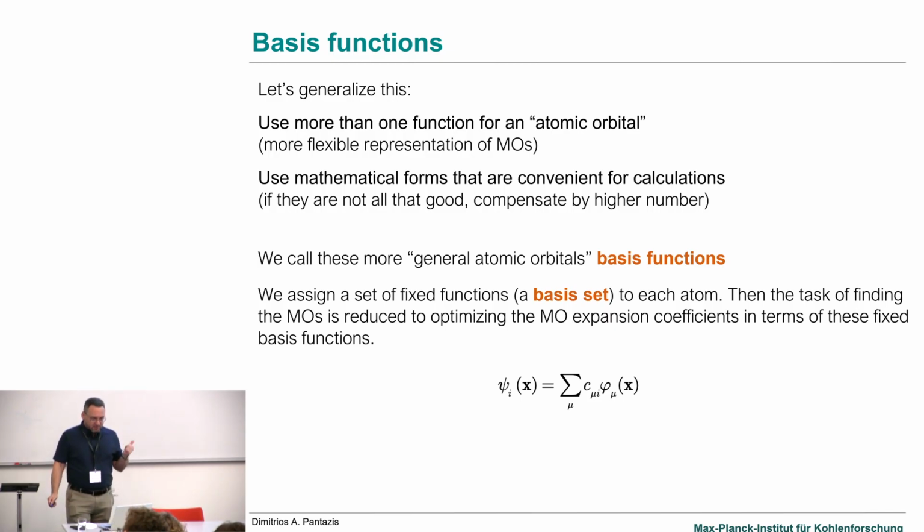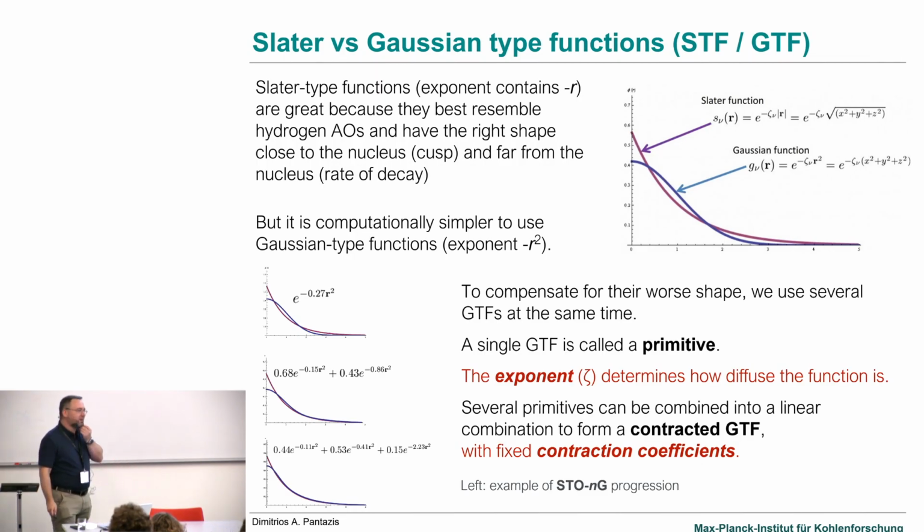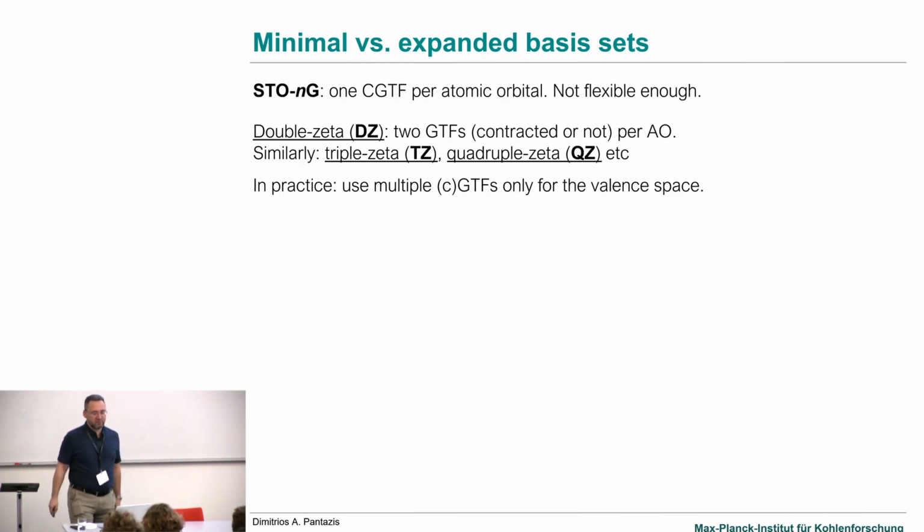So that's the task that I mentioned before. And for this task, we're using Gaussian functions for computational expediency, although they're not necessarily better at describing certain parts of the wave function when we compare them with hydrogenic orbitals. But we compensate for this by using more, because it's cheaper to use more Gaussian type orbitals than other type orbitals, like Slater type orbitals, which might be a bit better in terms of their shape.